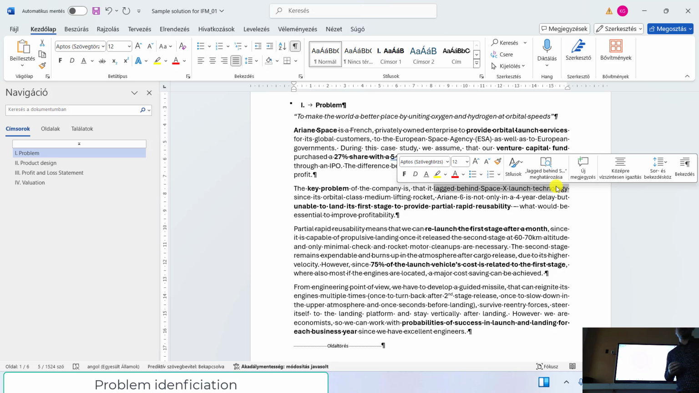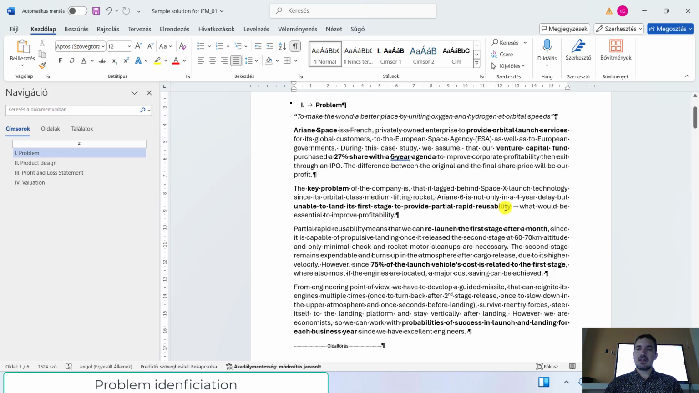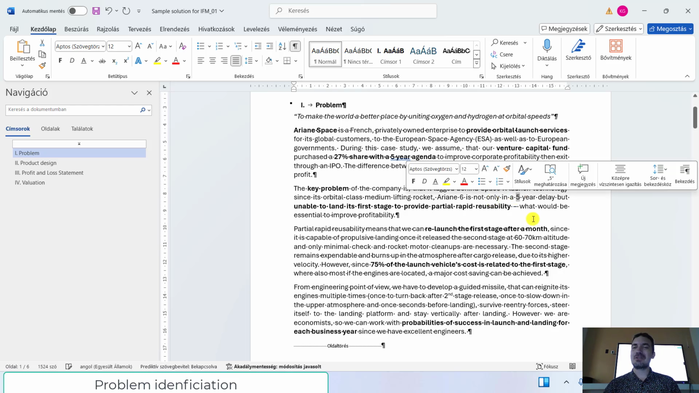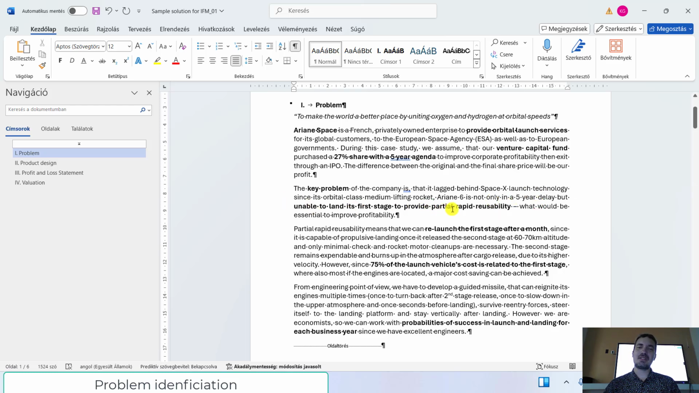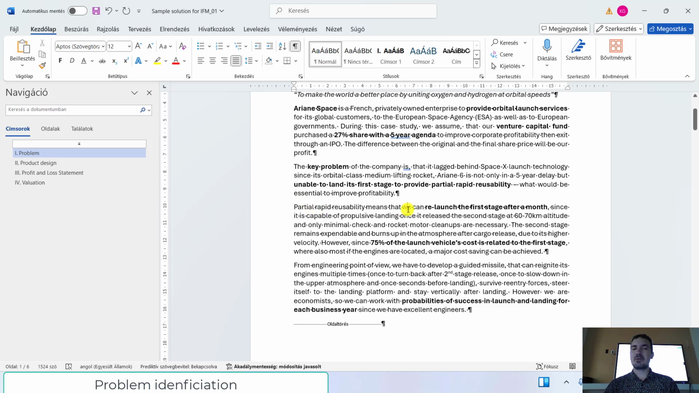So yes, we can say that absolutely we are lagging behind in terms of technology. Not just the 5. That was 4. Now it's a 5-year delay, and unable to land its first stage to provide rapid partial usability to cut expenditures and to increase market. Okay, so partial usability means blah blah blah. Here I just defined what the meaning is. So we are aiming to recover the majority of the launch vehicle.